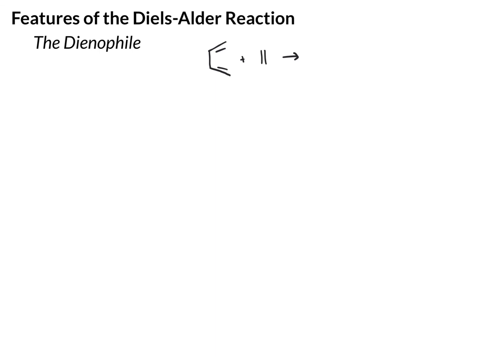Now we're going to look at some features of the dienophile in the reaction. So remember that the dienophile is going to be this structure here, which is a pi bond, and it can have several substituents on it. The first thing is that this dienophile doesn't have to be an alkene. It can also be an alkyne.